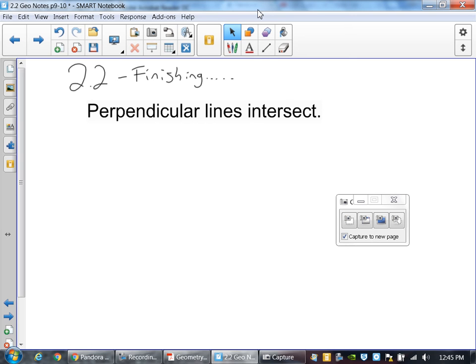Yesterday, like I said, we took this generic statement and wrote it as an if-then statement. If you remember from your notes, we said perpendicular lines intersect. Our if-then statement was: if two lines are perpendicular, then they intersect.